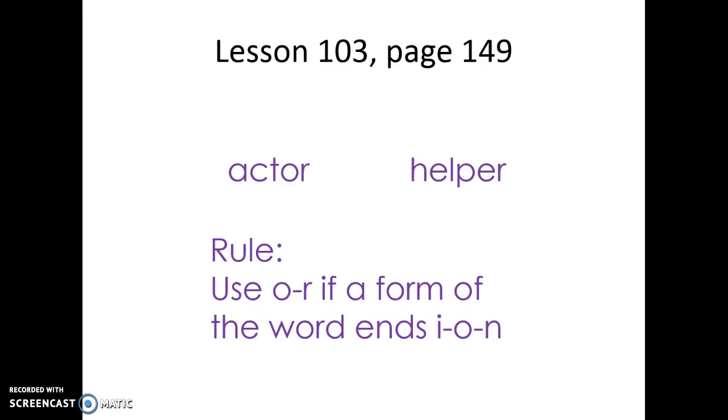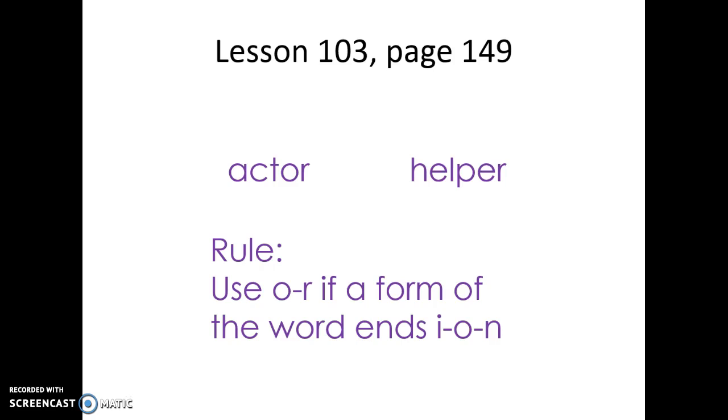Next word is invent. Is there an I-O-N form of invent? Invention. That is correct. Write it in the second column. Invention. So since there's an I-O-N form, does inventor end OR or ER? It ends with OR. So write inventor in the last column. Number 4, act. Is there an ion form of act? That would be action. So does actor end with ER or OR? Hopefully you'll get this one right because it's right on the screen.